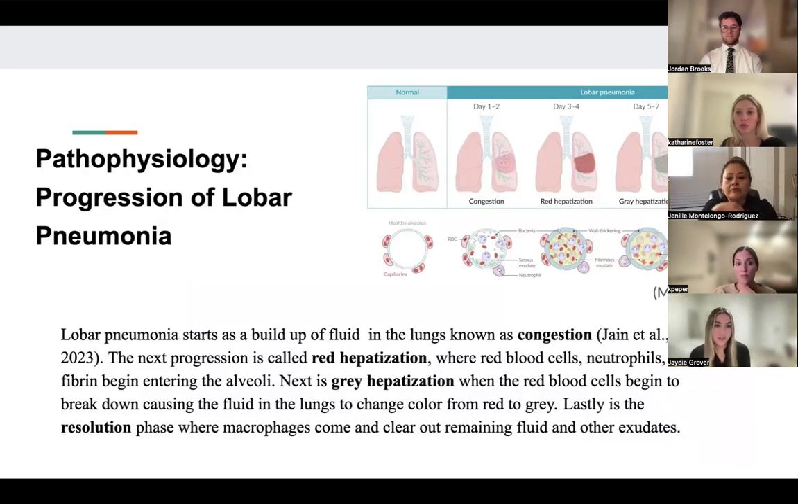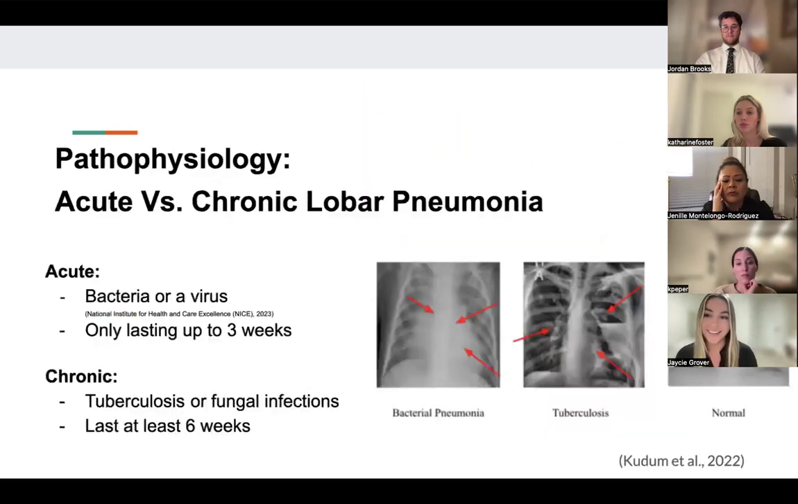Okay, so the progression of lobar pneumonia begins with a buildup of fluid in the lungs, known as congestion. The next progression is called red hepatization, where red blood cells, neutrophils, and fibrin begin entering the alveoli. Next is gray hepatization, where the red blood cells begin to break down, causing the fluid in the lungs to change color from red to gray. Lastly is the resolution phase, where macrophages come and clear out remaining fluid and other debris. Okay, next slide.